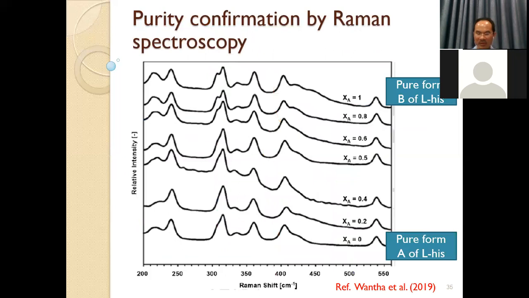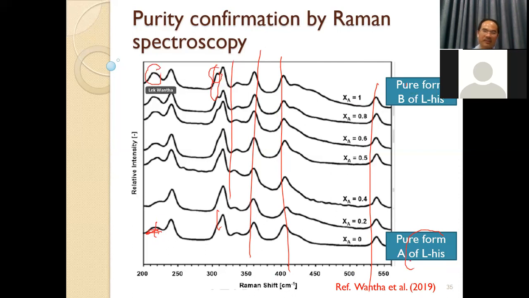Another one we use is Raman spectroscopy, a new one from my lab. For this case, we check the peaks. For PLA, there is no this peak, and there is a small, lower peak. For PLB, we have this peak and a higher peak of this. In the mixture, we have both peaks.